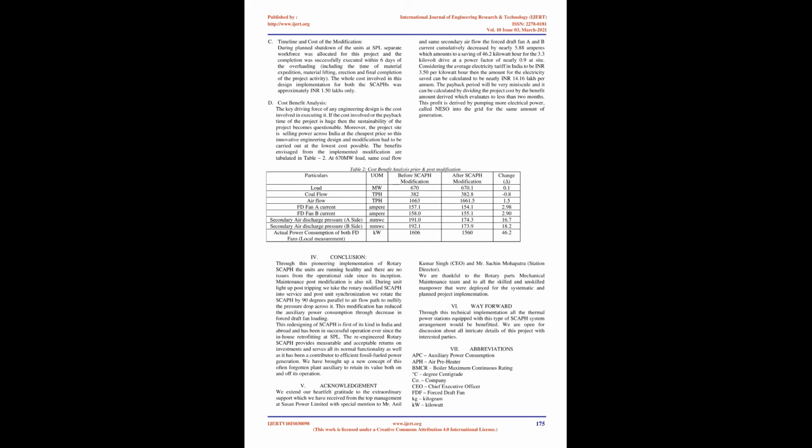Flexible hose connection with inlet and outlet header. To reduce the effort to rotate the SCAPH coil, inlet and outlet connecting pipes were replaced with flexible SS hose pipes. Timeline and cost of the modification. During planned shutdown of the units at SPL, separate workforce was allocated for this project, and the completion was successfully executed within 6 days of the overhauling, including the time of material expedition, material lifting, erection and final completion of the project activity.